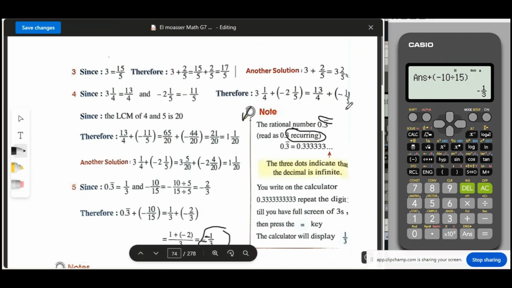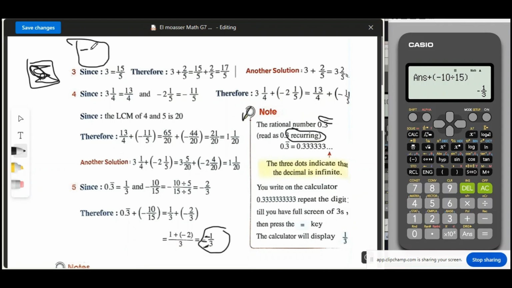So if you want to minimize that, instead of writing 0.333333333333 until you finish the page, you can just get your notebook and type it like this. Just put the recurring sign up there and you're done.